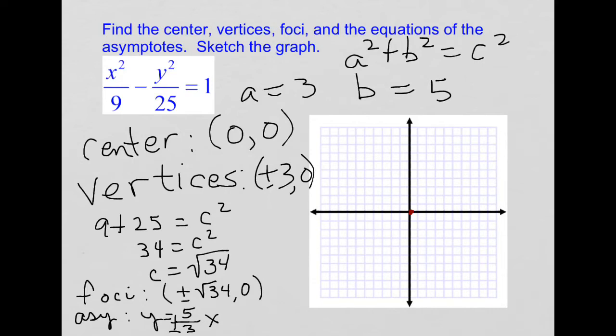We know our foci are plus or minus the square root of 34, which we know is close to 6. So about right here and about right here. Those are our foci. The vertices are at plus or minus 3, here and here. And we know because b is 5, we can go up 5 and down 5.